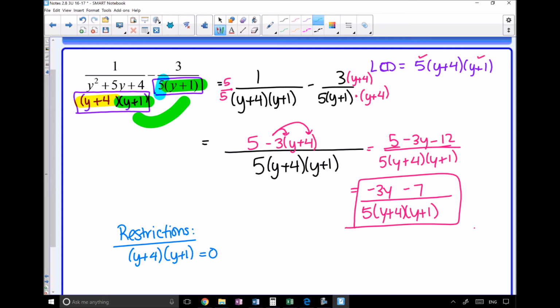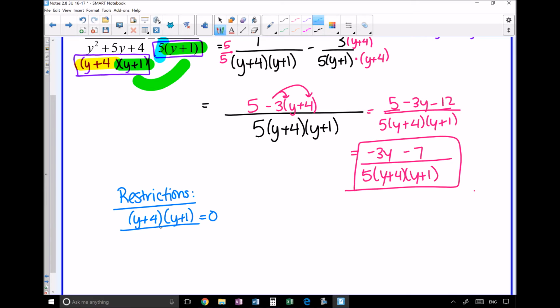When I set it equal to 0, that means that y plus 4 equals 0 and y plus 1 equals 0. So that means that here y would equal negative 4, and here y would equal negative 1. These are the values that would give me 0 in my denominator up here, but I'm not allowed to have 0 in my denominator, so y is not allowed to be negative 4 or negative 1.